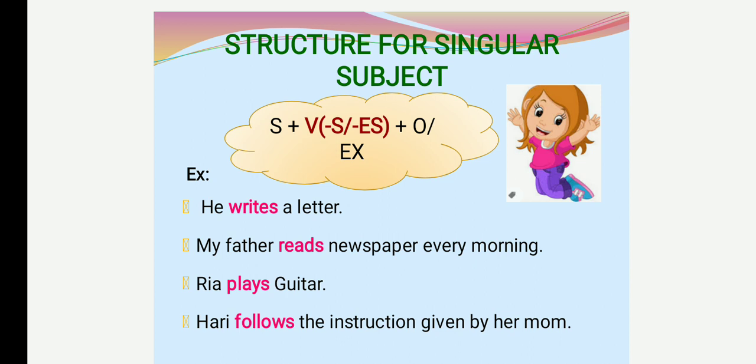Subject plus verb with s or es and plus object. The extension means sometimes the sentence may contain an object, or sometimes it may be an extension. It speaks about the subject or anything else. So the remaining part of the sentence we call an extension.